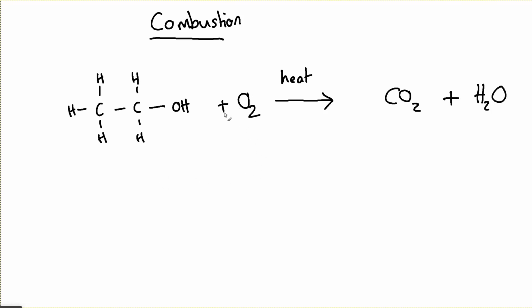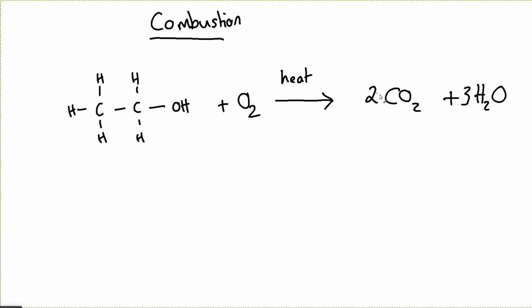So if we balance this equation, we've got 2 carbons there. So we're going to need 2 CO2s here. So we've got 2 carbons on this side. We've got 1, 2, 3, 4, 5, 6 hydrogens here. So we're going to need 3 H2Os, because 3 H2s make 6 hydrogens here.